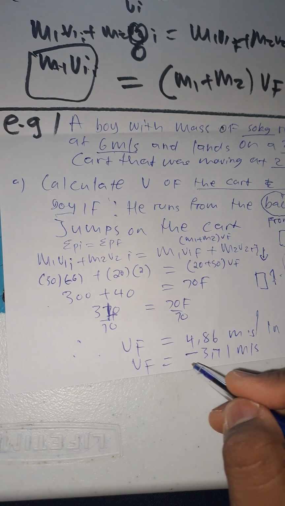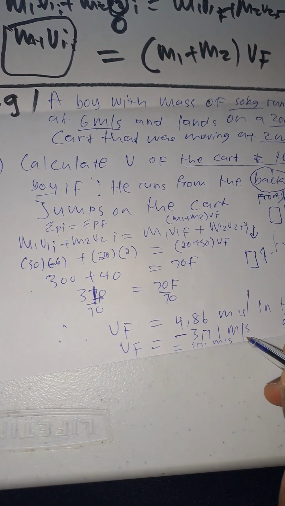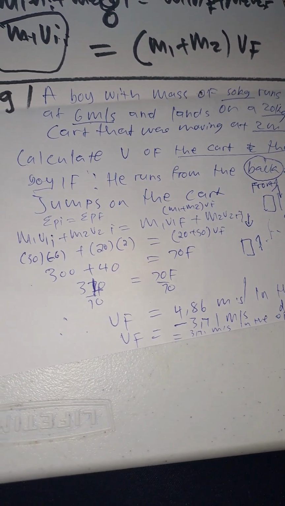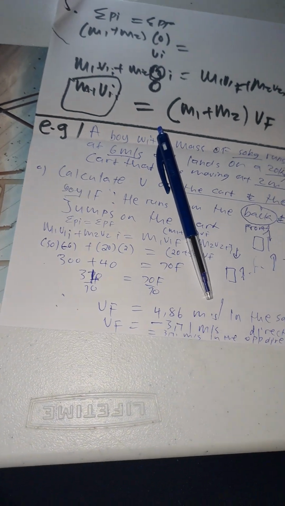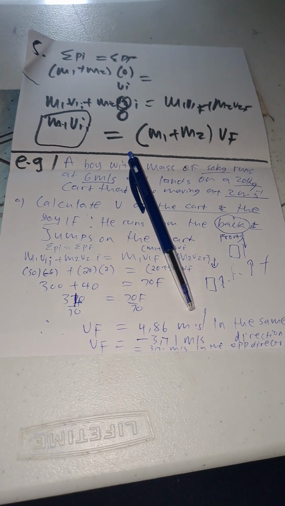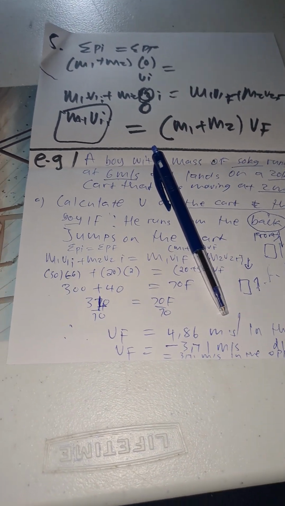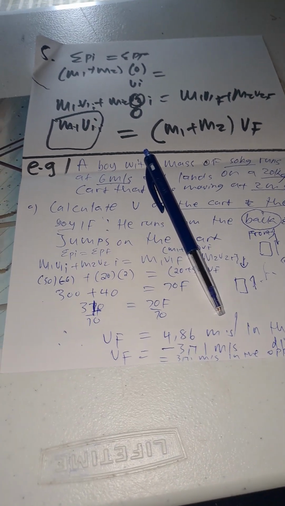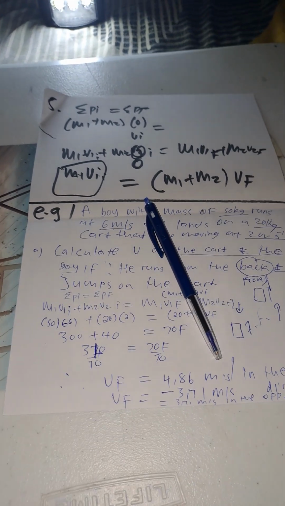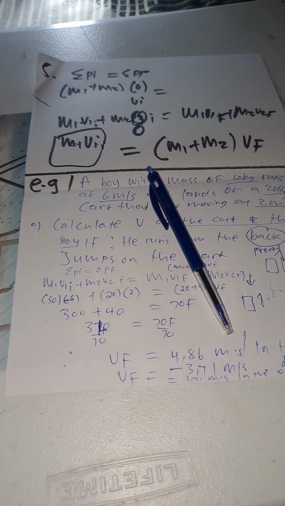Then you say 3.71 meters per second in the opposite direction. So guys, be careful. Momentum is all about the direction. If they are saying the object is moving to the east, it is positive. Moving to the west is negative. And if they are saying one object is going east and the other object is going west, it's going to be positive and negative. If they have the same mass, you can factor out the m and just do that.